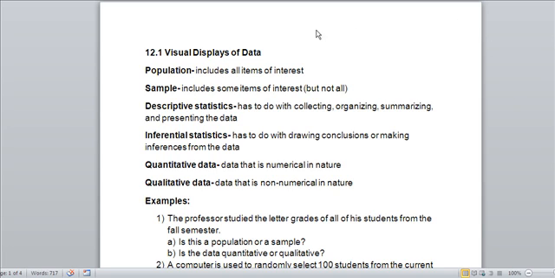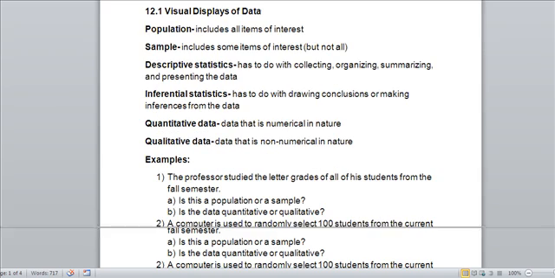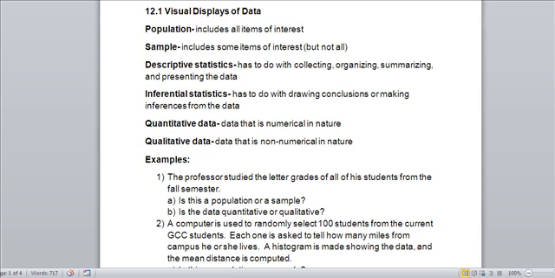Now, what we find is that we have two basic types of data. Quantitative is numerical in nature. Let me get my pen working here. All right. Quantitative is numerical. Qualitative is non-numerical in nature.